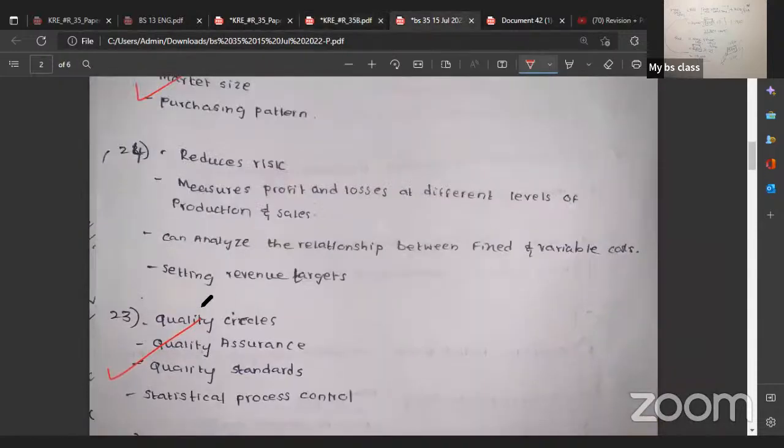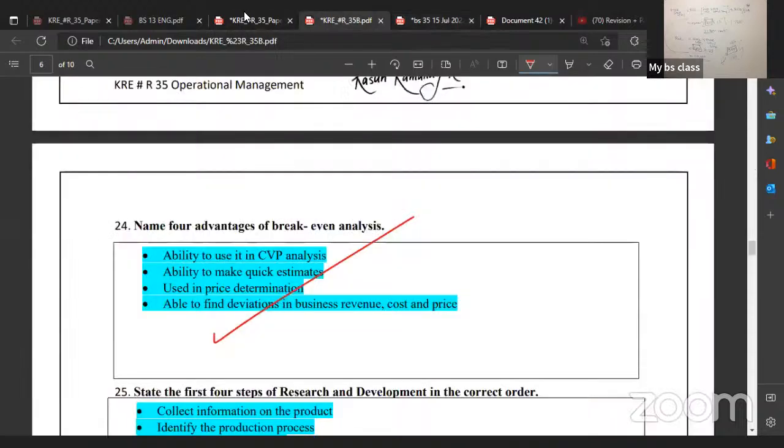Reduces risk. Yeah, to some extent. Measure the profit and loss at different levels. Yes, that's very good, right? With the different levels, you are taking profit, taking a loss. You can analyze the range between fixed and variable cost. Setting revenue, yes, setting revenue targets. Because if you want to make this revenue, okay, you should produce about the break even.